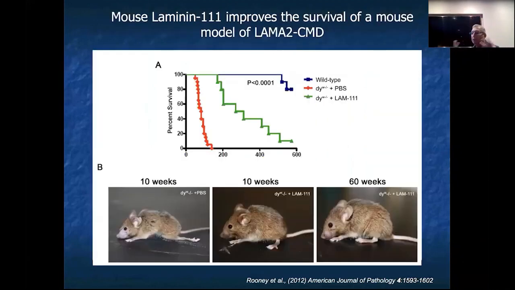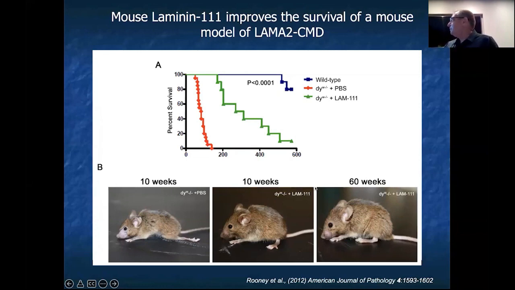And then, of course, we did a lot of experiments looking at survival. So this is actually the laminin-alpha-2 knockout mouse. This one is injected with just vehicle. This one is injected with the laminin protein. So these are the same age. And you can see immediately there's a huge difference in how the mice look. And we have a video with this paper, if you want to look at it.